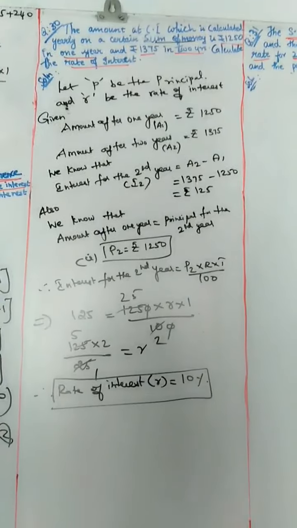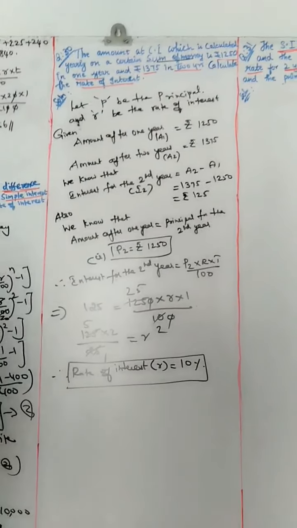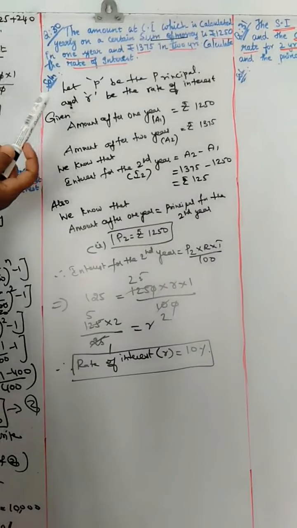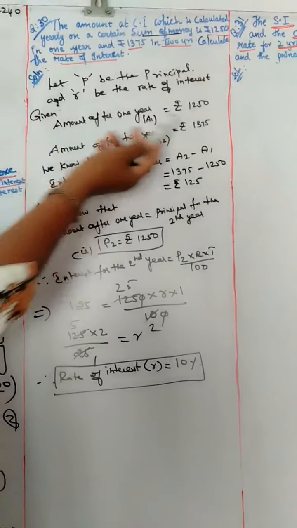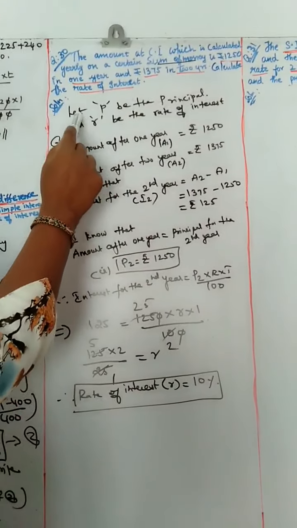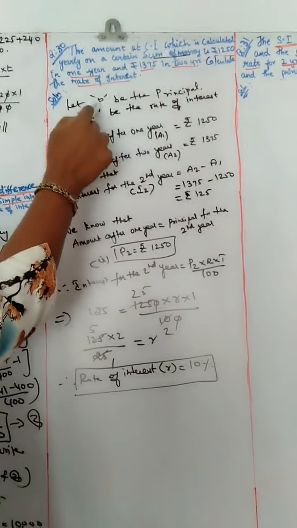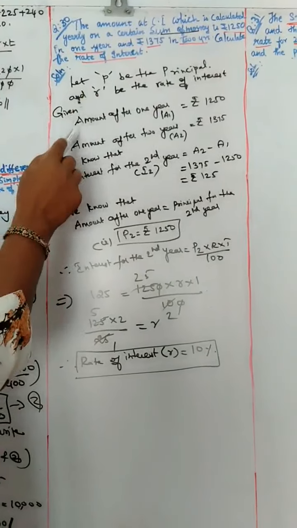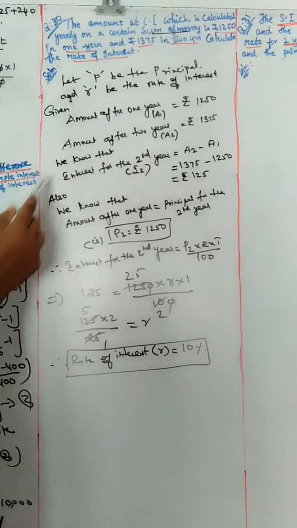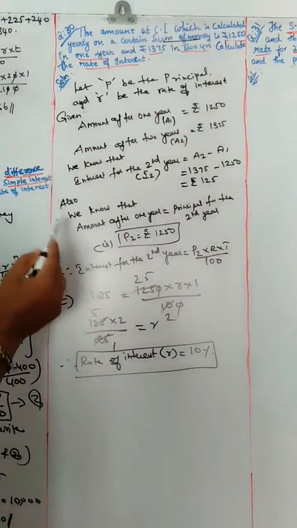Okay. Fine. Once again, I will repeat this one. On a certain sum of money, the amount of the first year and amount of the second year are given. So we are assuming the sum of money as principal, that is P, and rate of interest as R. And amount after 1 year, it is given 1250. Amount after 2 years, it is given 1375.